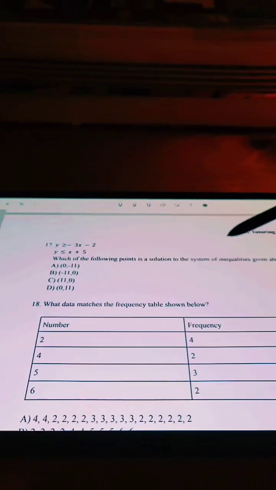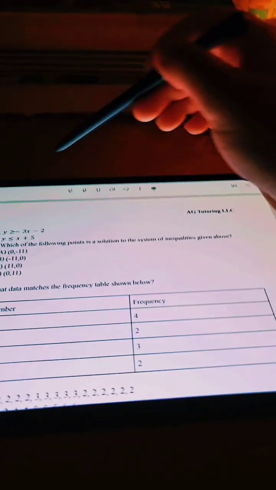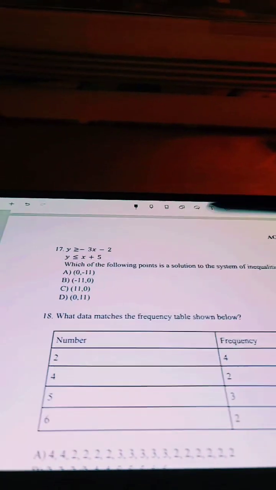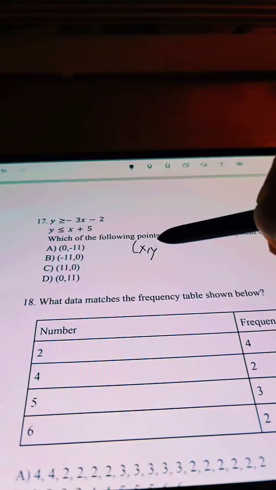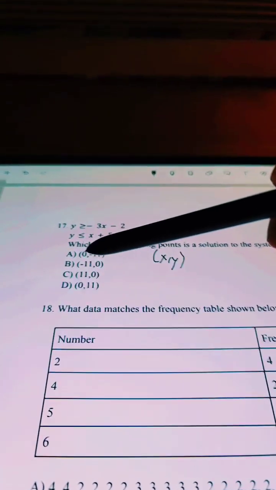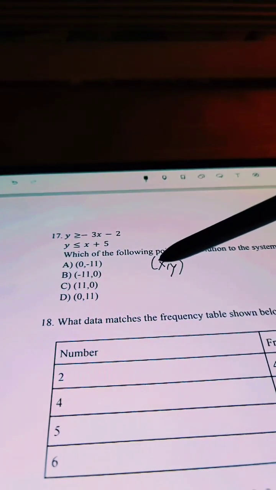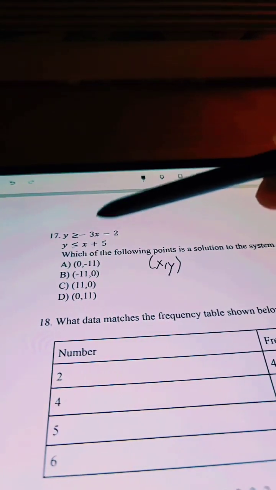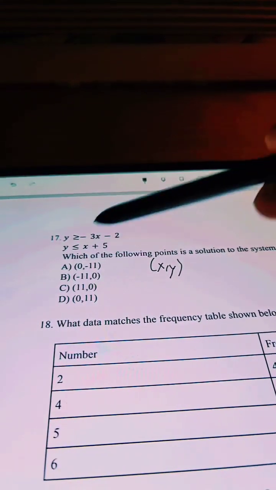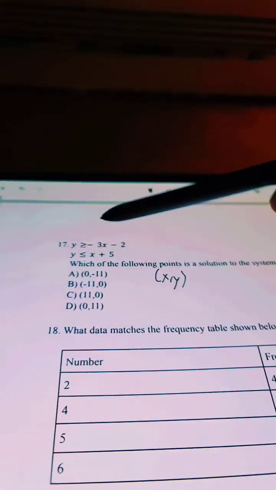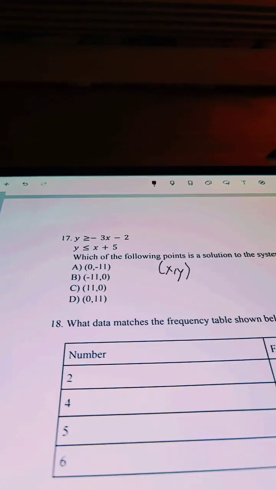So let's keep going now to number 7. Which of the following points is a solution to the system of inequalities given above? So if it's a solution, remember all points are x comma y. If it's truly a solution to the system, that means that when you plug in, like for instance, if we're checking answer choice A, if answer choice A is truly the solution to the system, that means that when we plug in 0 for x in both of these, that's important, in both of these, and we plug in -11 for y in both of these, that we get a true statement, basically.